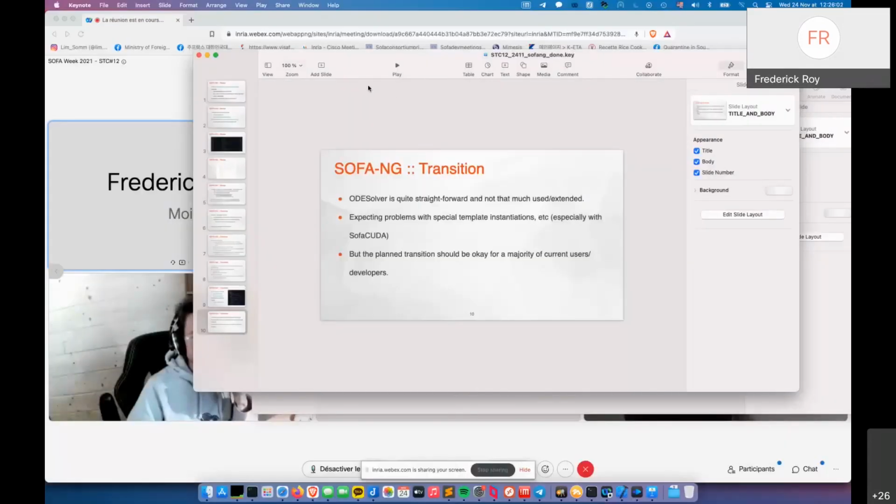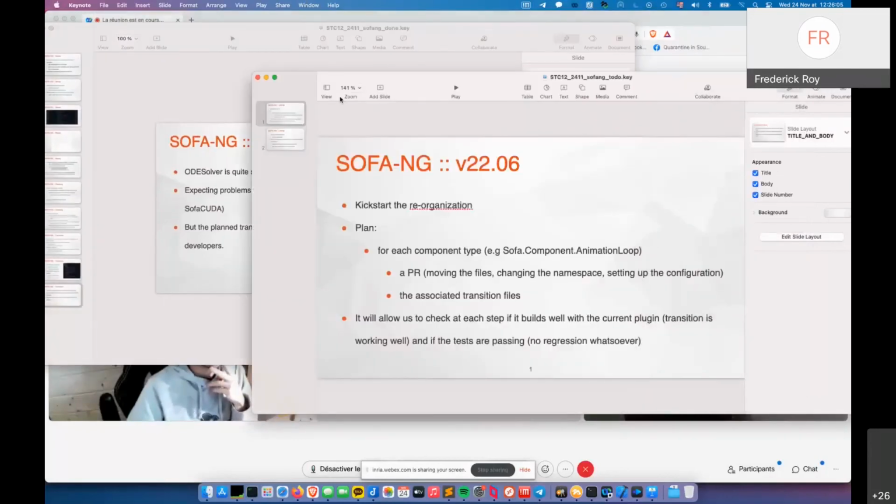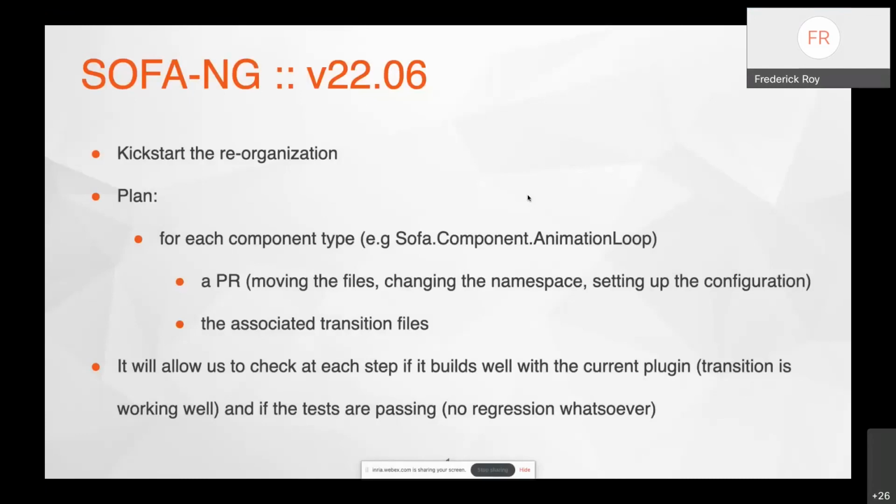And that's it. I didn't know how to do the to-do, or maybe it will be this afternoon or now, I don't know. But what I'm planning is, as soon as we release 21.12, for 22.06 I will directly start the reorganization. My plan for now is, for each component type, like all the folders you saw last time, I will do one PR, moving the files, the namespace, and everything around, and the compatibility attached to it. That way I can see for each PR which one is breaking what, and it will be easier to fix.